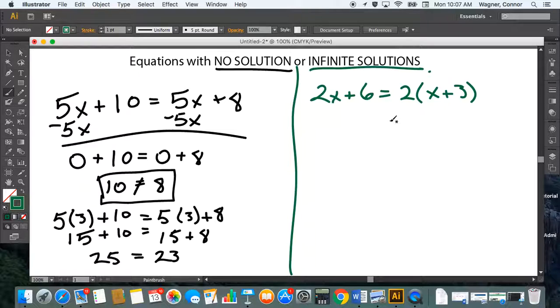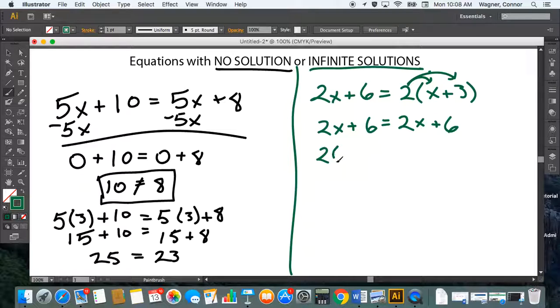Let's do that before we start solving this, just to help us out. So 2 times x, and then we'll do 2 times 3. If we simplify this, 2 times x is 2x, plus 2 times 3 is 6. And on this side, we have 2x plus 6. Well, wait. Look what we have. We have the exact same thing on the left side of the equation that we have on the right side. If you think about this intuitively for a minute, you'll recognize that no matter what x is, these will always be the same. So x can be anything, an infinite number of solutions, and I'll show that to you here.